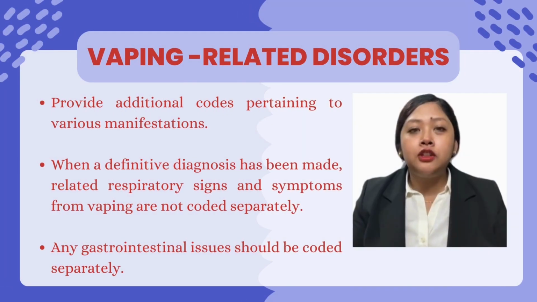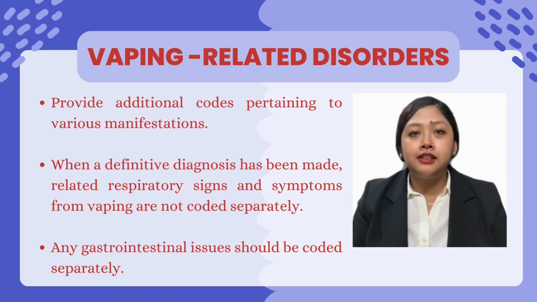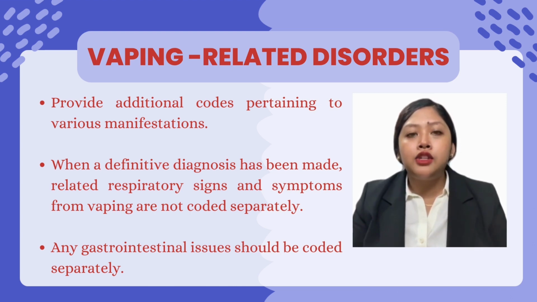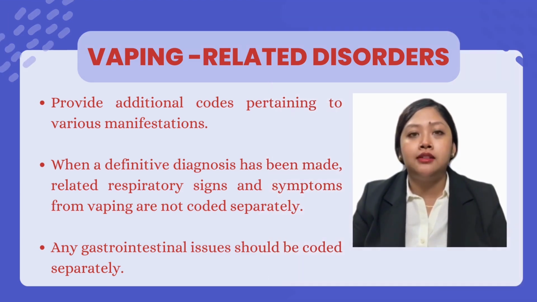Next, provide additional codes pertaining to various manifestations such as pneumonitis, J68.0. When a definitive diagnosis has been confirmed, associated respiratory signs and symptoms due to vaping, such as cough and shortness of breath, are not coded separately. However, any gastrointestinal symptoms such as diarrhea and abdominal pain need to be coded separately. That is all for the subtopics under this topic, and we will move on to the case study.